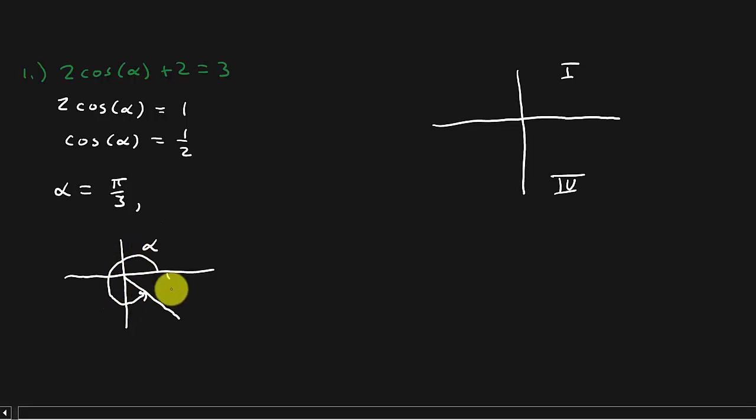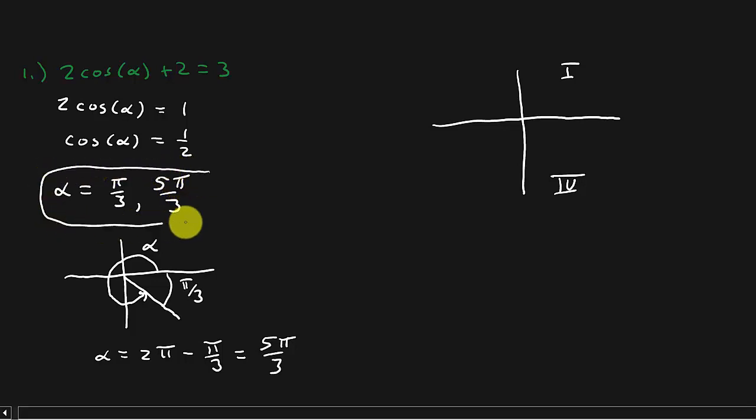So there's alpha. There's pi over 3. So we're going to go all the way around to 360, or we're in radians, so that's 2 pi minus pi over 3. And that is equal to 5 pi over 3. So we got 5 pi over 3, and there's your answer.